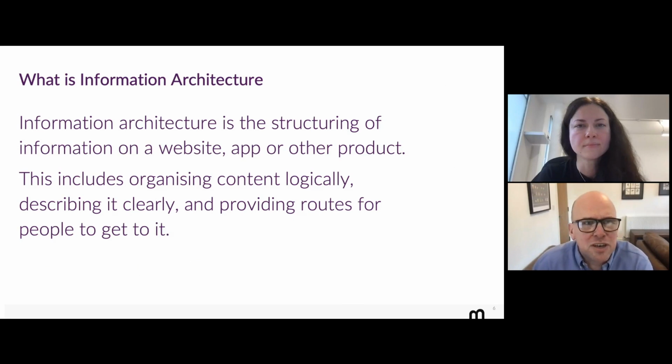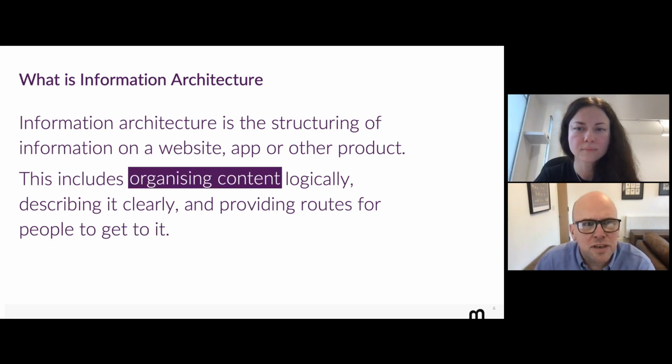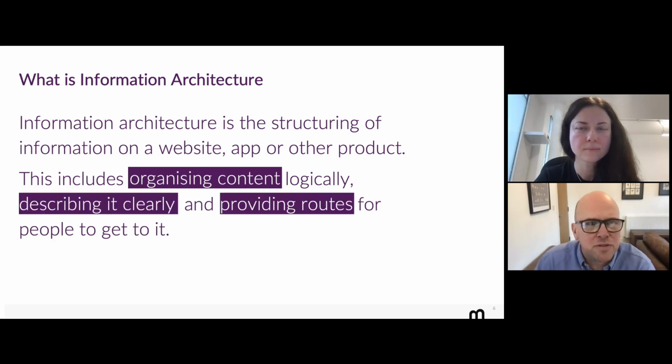So what is information architecture? This is probably the best quote, I think, that says it quite nicely. It is the structuring of information on a website, app, or other product. The 3 key things to remember in information architecture is that this includes organizing your content logically, describing it clearly, and providing routes for people to get it. So we'll be structuring today's conversation around those 3 themes. I'm actually going to reverse the order, so we'll start talking about providing routes first.